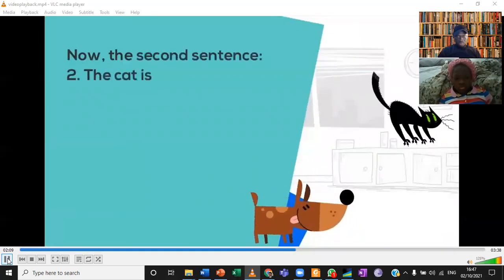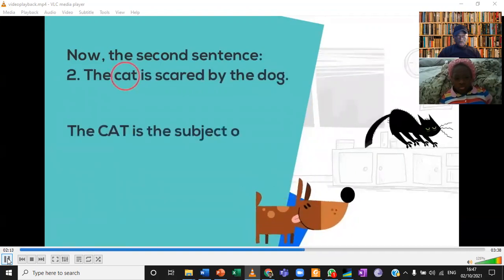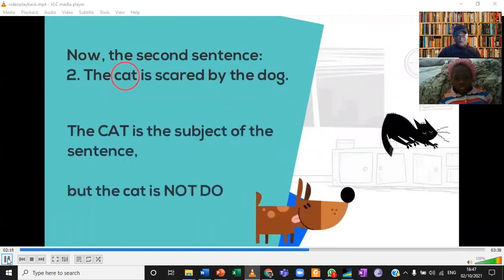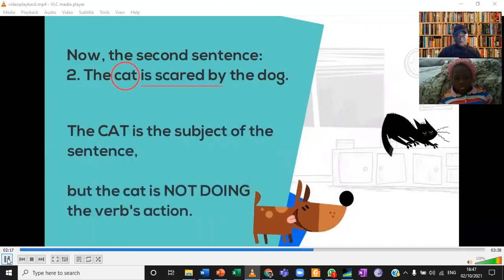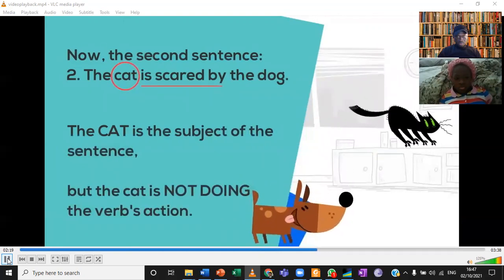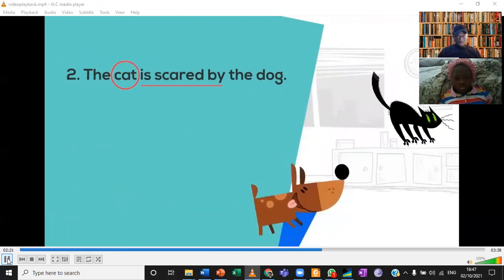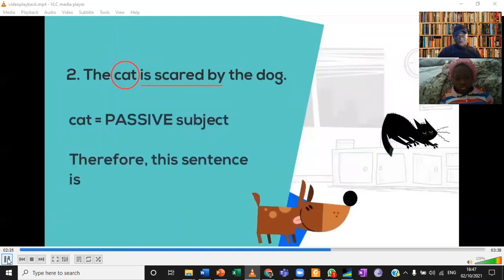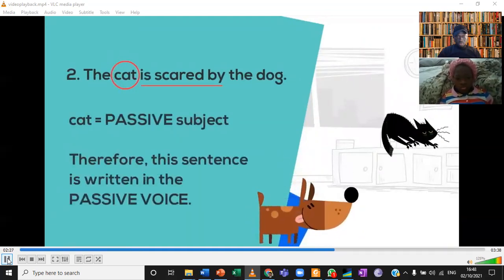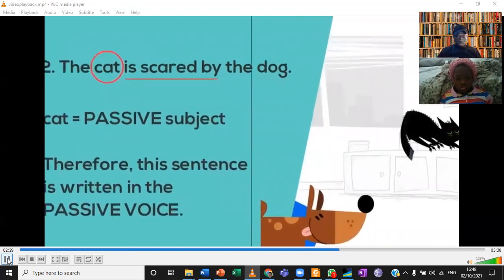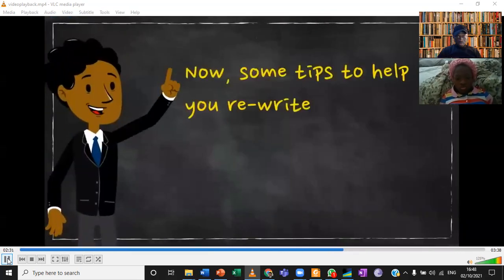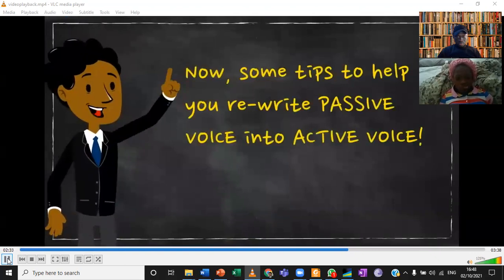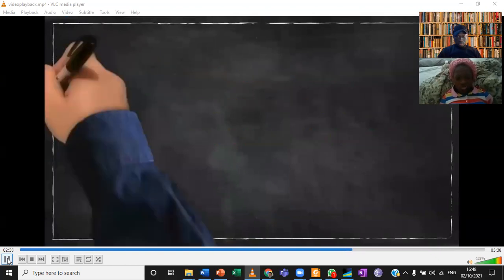Now the second sentence. The cat is scared by the dog. The cat is the subject of the sentence, but the cat is not doing the verb's action. Cat equals passive subject. Therefore, this sentence is written in the passive voice. Now, some tips to help you rewrite passive voice into active voice.